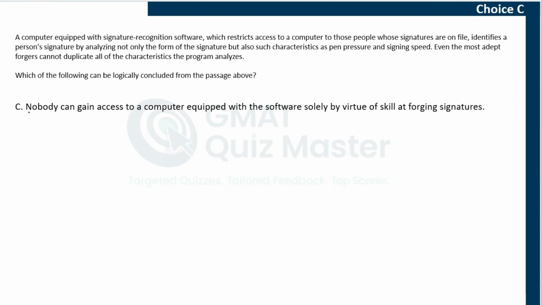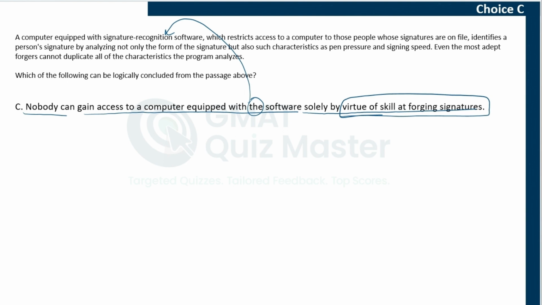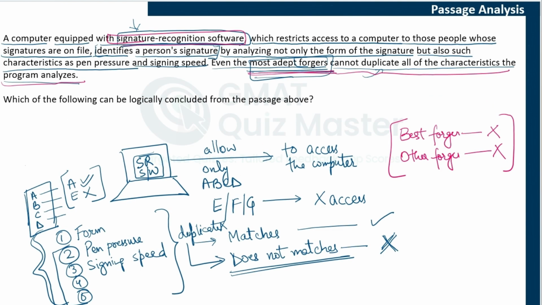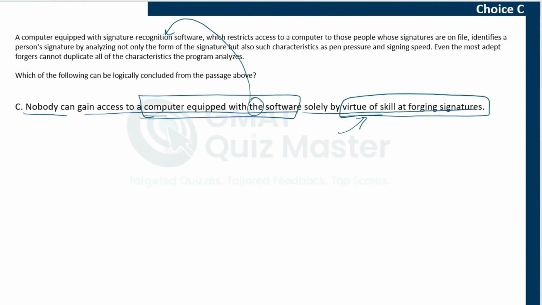Choice C, nobody can gain access to a computer equipped with the software solely by virtue of skill at forging signatures. Again, the software refers to signature recognition software. So what is this choice saying? It is saying that someone who has the skill of forging signatures, just because of these skills, cannot access a computer that is equipped with this software. Now, this is exactly what we saw here, that even the best forgers cannot access the computer that has this software installed because these skills are not enough. So anyone, just based on forging skills, cannot access a computer that is equipped with this software.